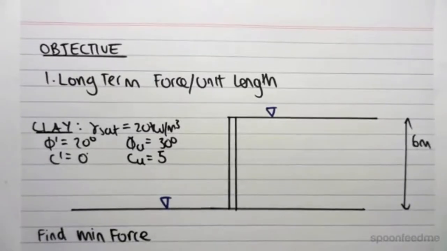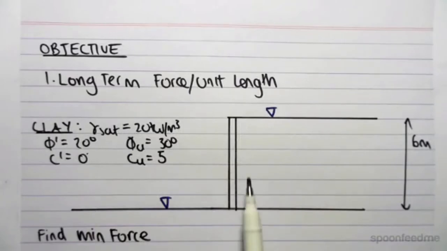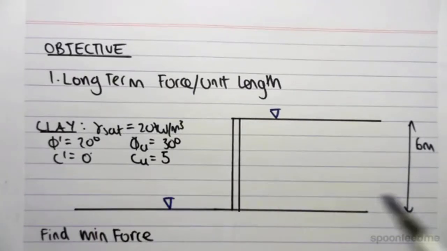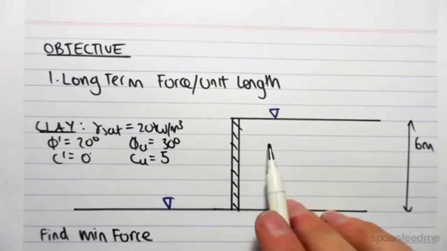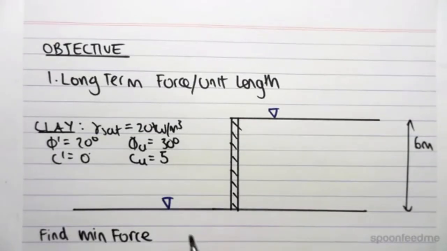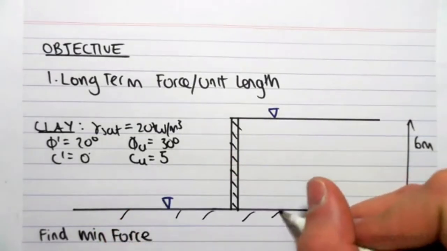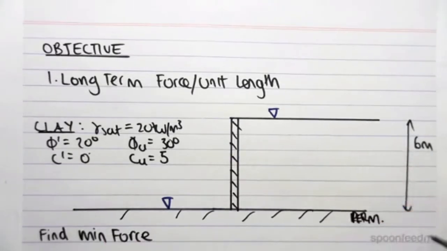The objective of this video is to look at a long-term example where we're finding the force per unit length. So we've been given this profile of soil where there's a retaining wall over here. The soil depth is 6 meters. We have a water table at the top and a water table at the left-hand side here. And we're going to say that this rock layer is very permeable. Okay? So what do we have?